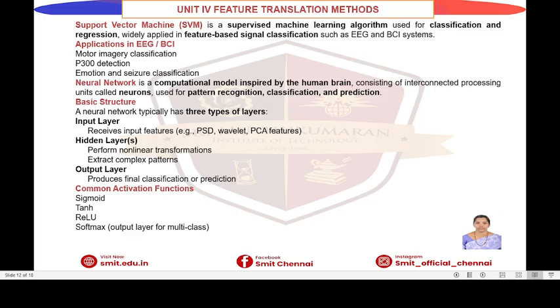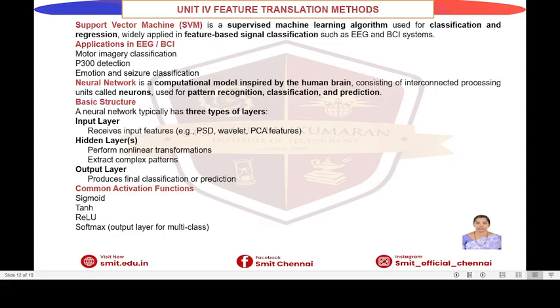also regression, and also vector quantization. Here what is SVM? It is a supervised machine learning algorithm for classification purpose and also regression purpose. The main application is motor imagery classification, that is P300, that is potential 300 detection, emotion and seizure classification.